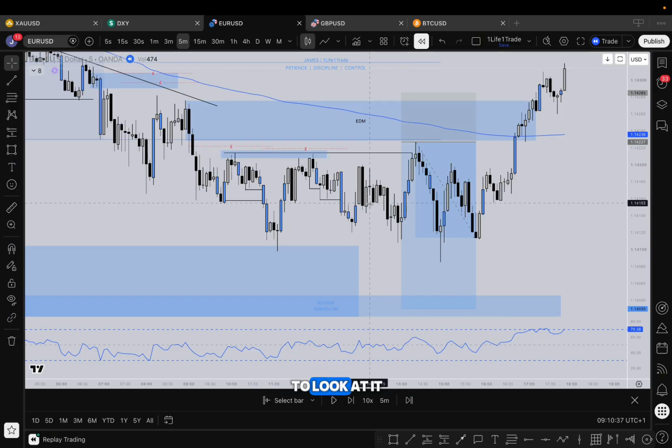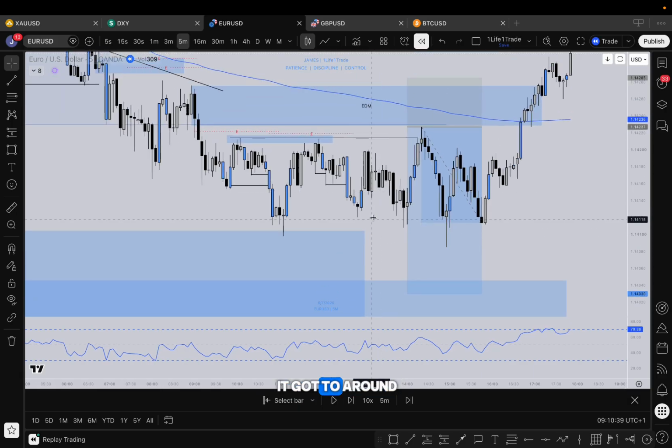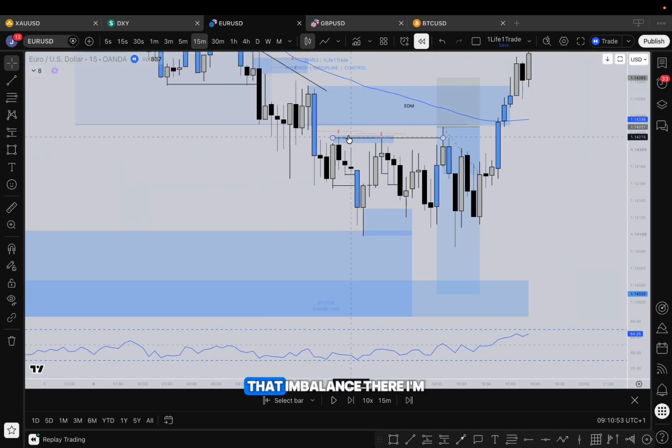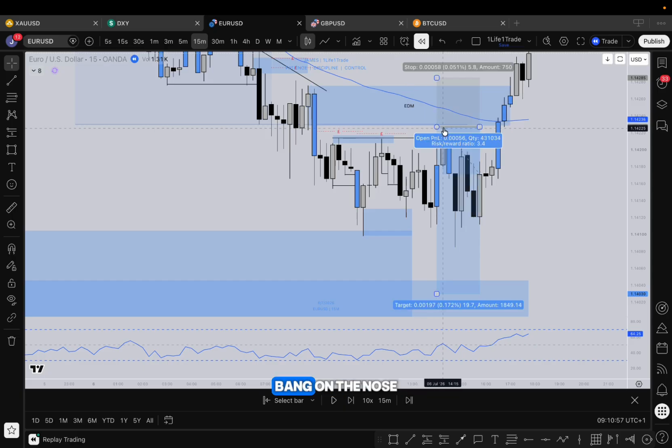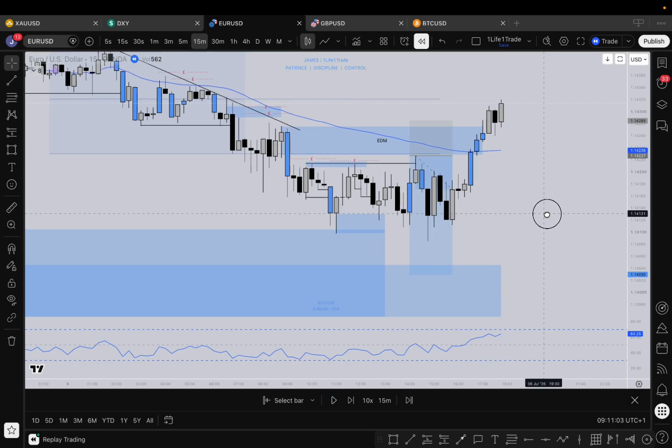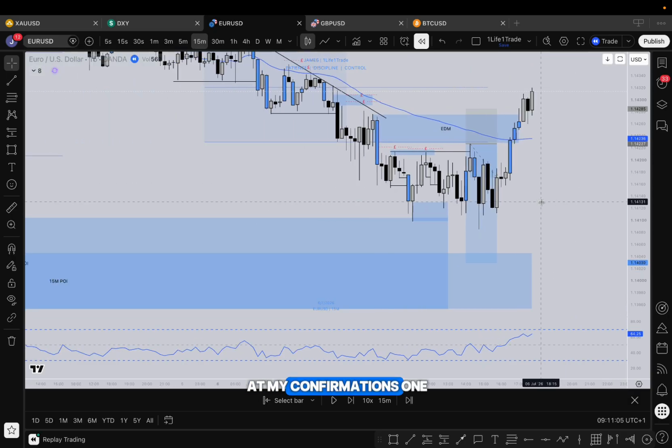So how I'm starting to look at it, when it got to around, I think it was after this got made and it started coming in to this area here, I was thinking, okay, so if it comes above here and taps into that imbalance there, I'm ready for the buy. Hence why I did get it bang on the nose, because I put a limit there, it tapped it and it went away. So how I got this was, let's look at my confirmations.